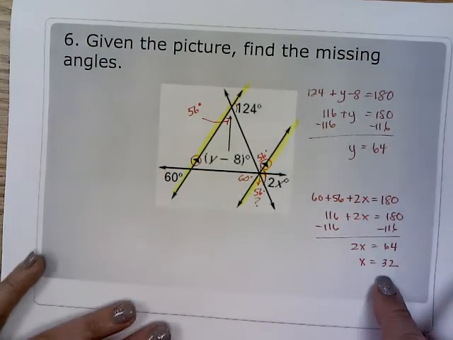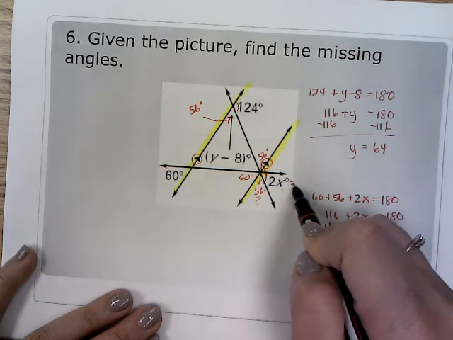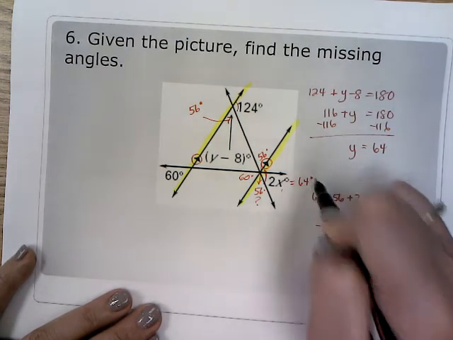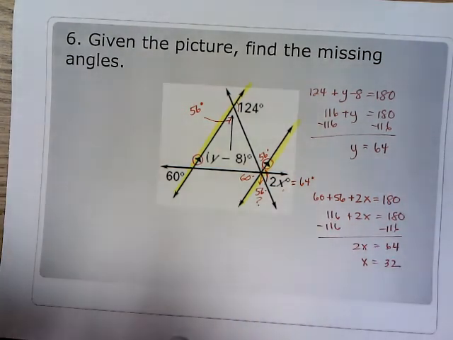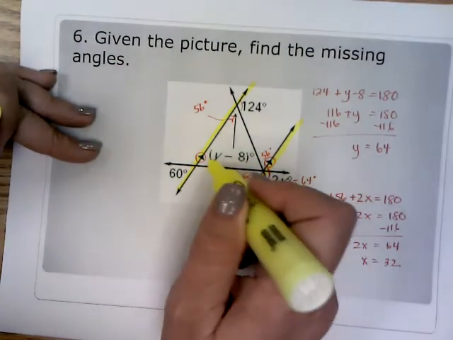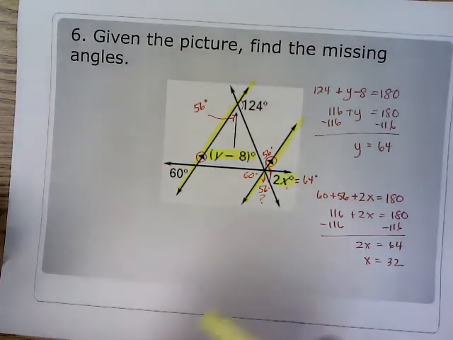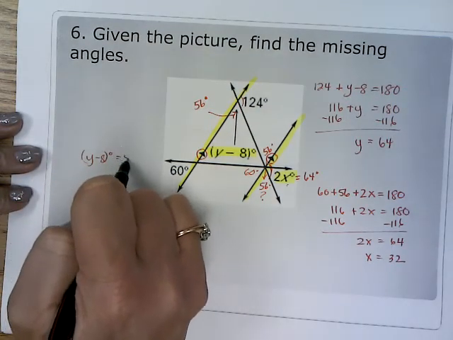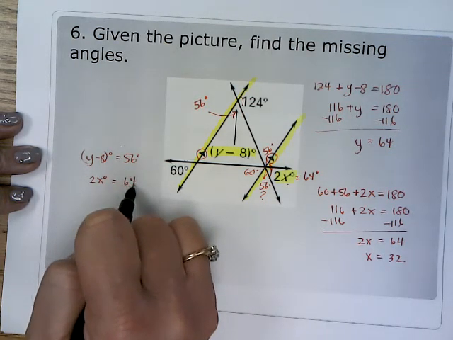So I know that x is 32, but that's not what it asks. It asks for the missing angle. So I know that this angle would have to be 2 times the 32 degrees, which is 64 degrees. So just to cap, it just says the missing angles. I'm not sure which angles they want. If we find this angle and this angle, for x and y, that y minus 8 angle is 56 degrees, and the angle that says 2x degrees is 64 degrees.